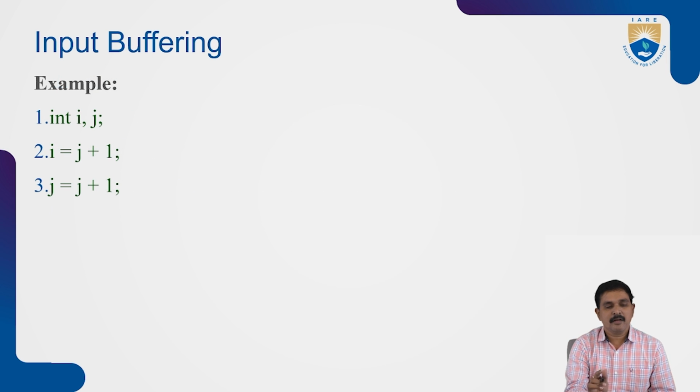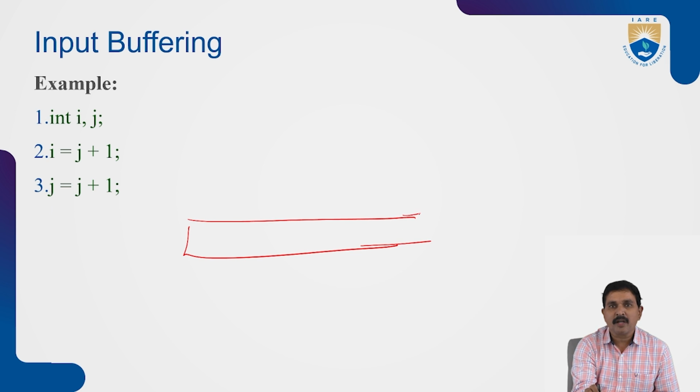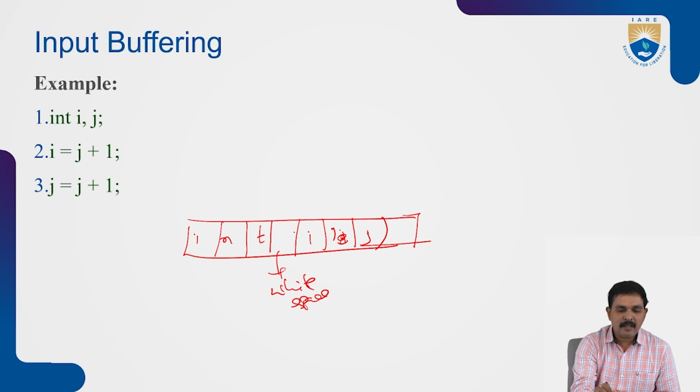So we have to see the corresponding example. Suppose I take the input buffer like this. This is a buffer, some part of the memory. Here I write int, and I maintain white space, and after that I, then a comma, and J. So here white space is there, and the comma is there.